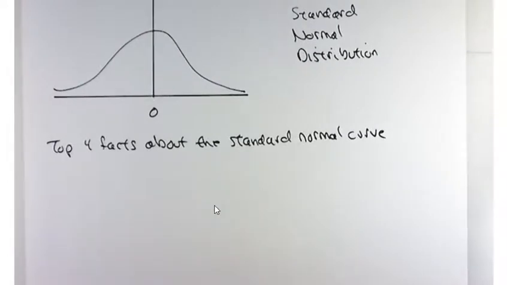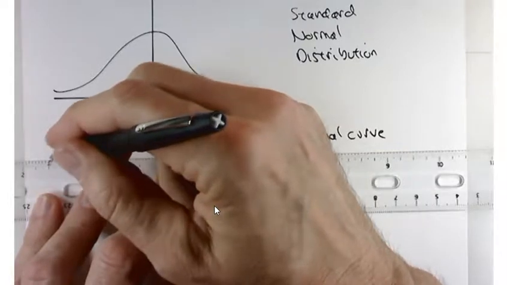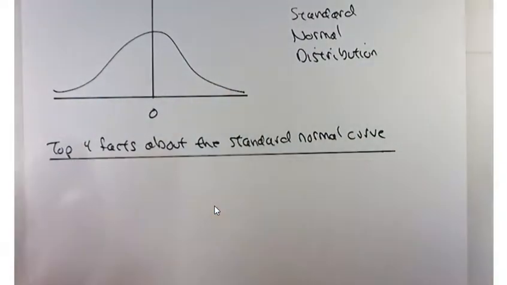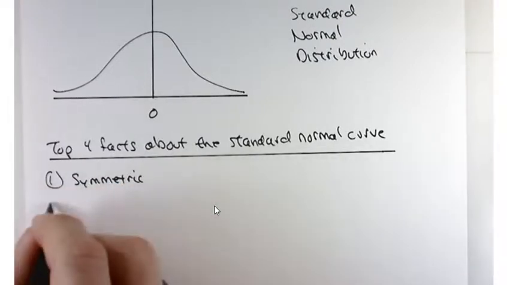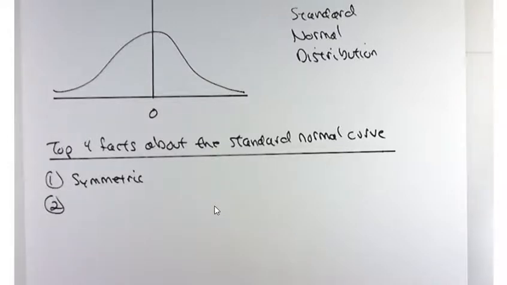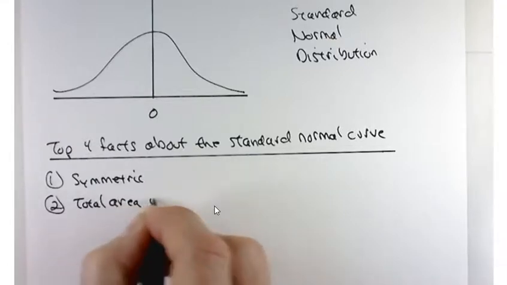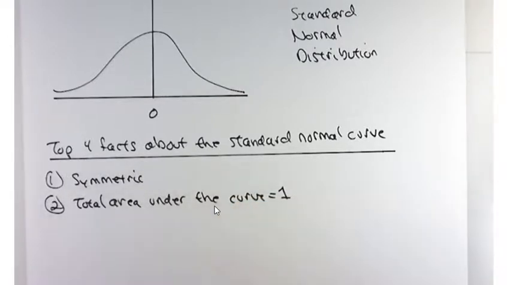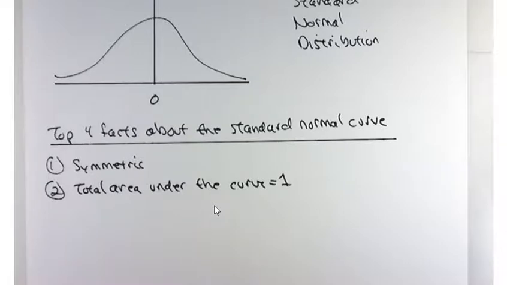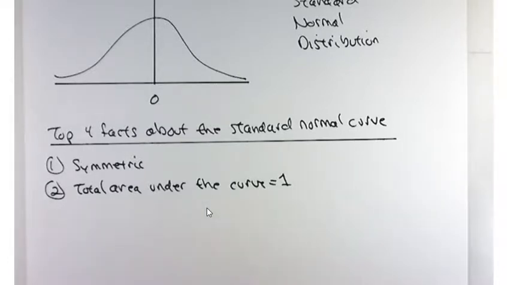So the first thing is that it's symmetric, my drawing notwithstanding. The total area underneath this curve is 1. So total area under the curve equals 1. Just like when we were working with probability density or probability distributions, all the probabilities had to sum up to 1. Now that we're working with a continuous distribution, the total area underneath that curve is 1.